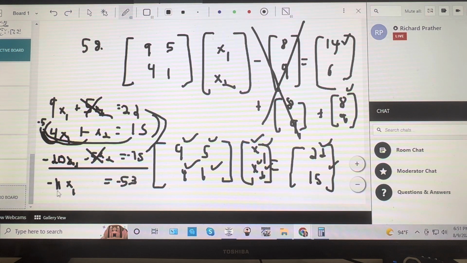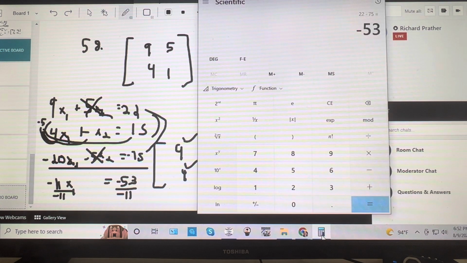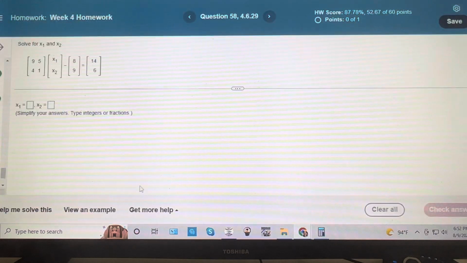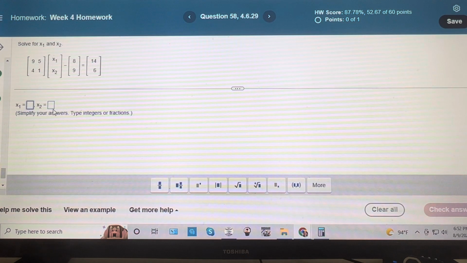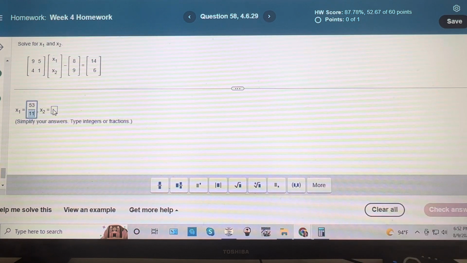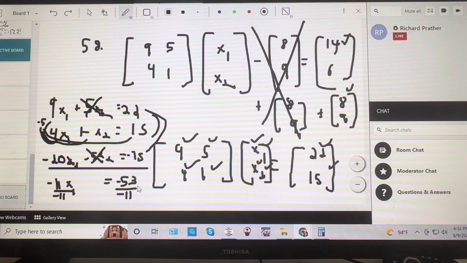So maybe these aren't even coming out evenly. Divide by negative 11. x1 would be 53 over 11. Whoops. See, these aren't integers, they're fractions, so they must be coming out as fractions. 53 over 11 is the first answer. So getting the second answer is going to be harder with a fraction, but I could plug it into 53 over 11. We could plug it in right here where the numbers are all positive and smaller.